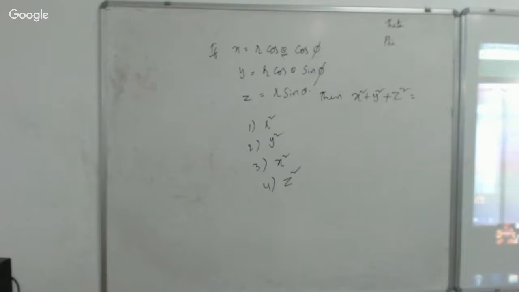Sir, what is that symbol, sir? Phi. Okay, phi will go here. Sir, is it r square? Yes, that is r square. Very good. Very good, Rishi.